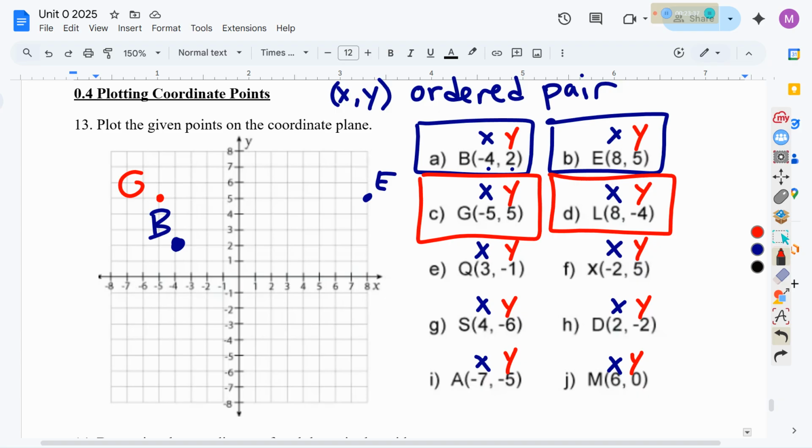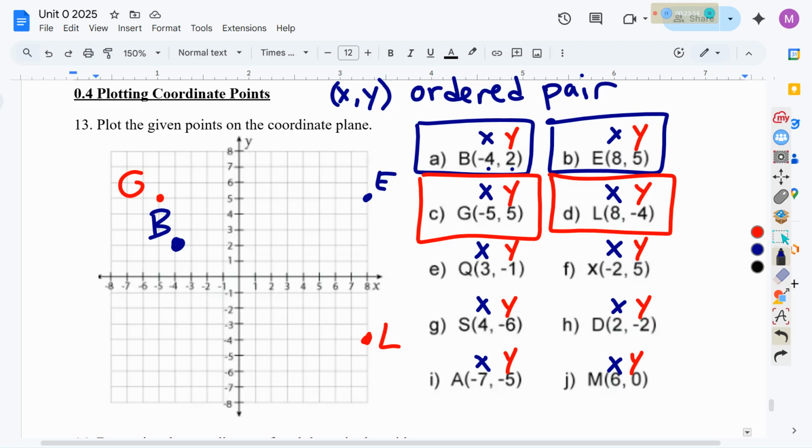So now we have this one, L. Well, we got 8 and -4. So again, I go right to 8, that's my x coordinate. Now I decide, do I go up or down? Well, I had to go down 4 because that's -4. So I should be right there. So we'll call that L.